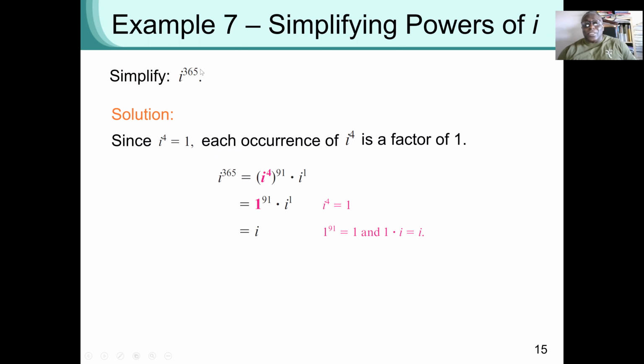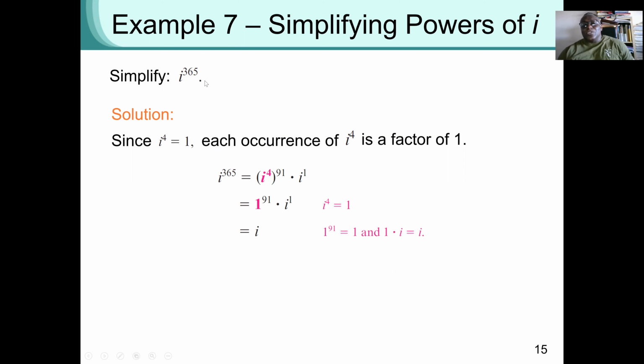So if I have 365, let's say I'm using 364, I know i to the power 364. 364 is divisible by 4. So I will get what? i to the power 4 times 91, because 91 times 4 is 364. So then that's it. My answer will just be 1.